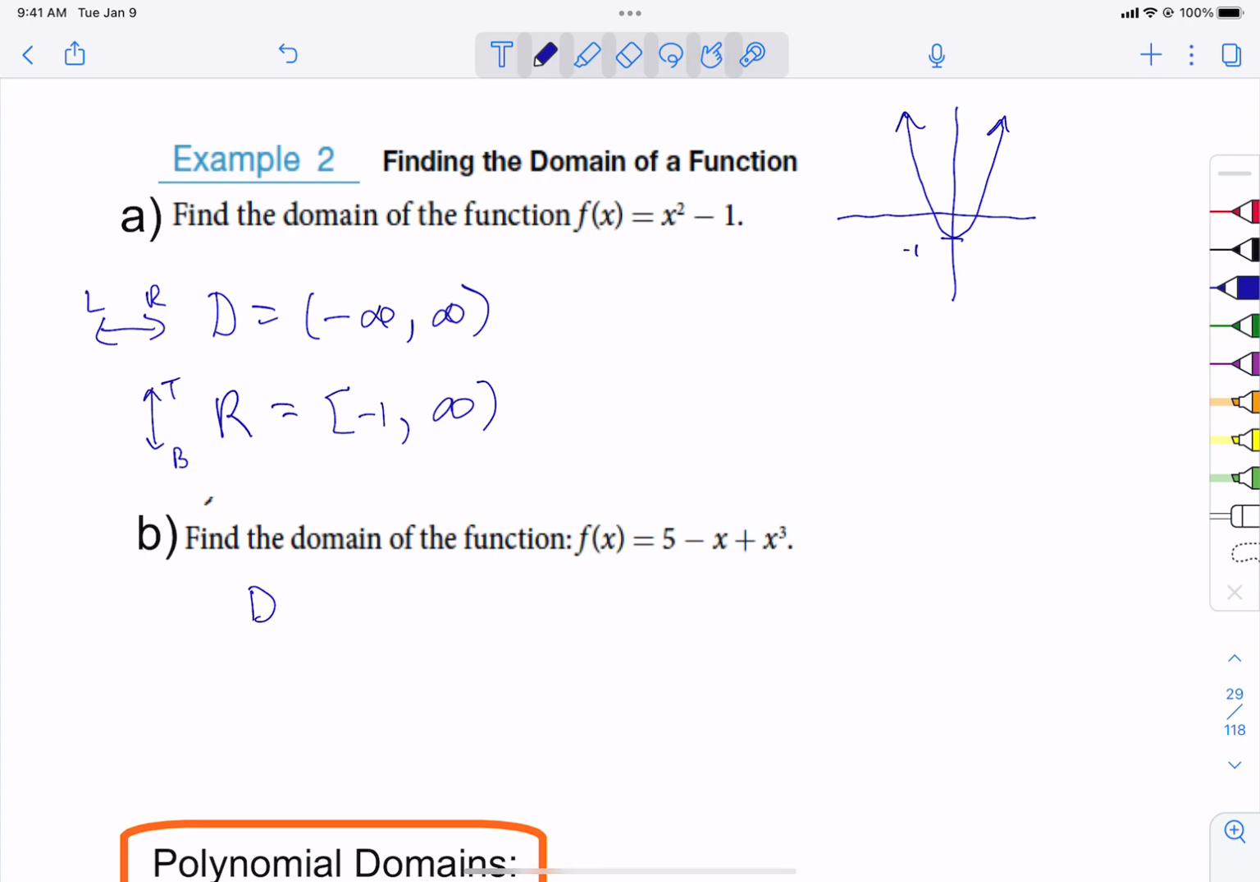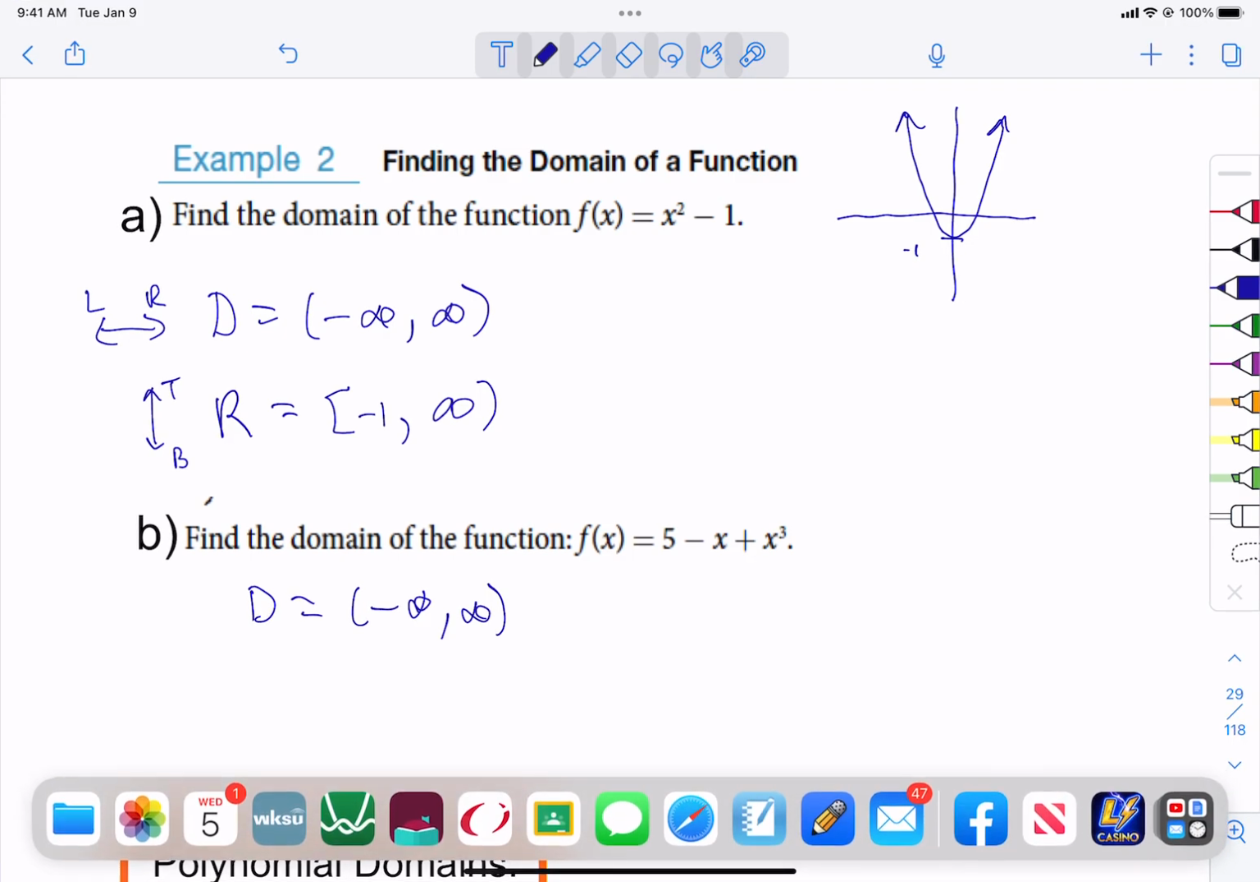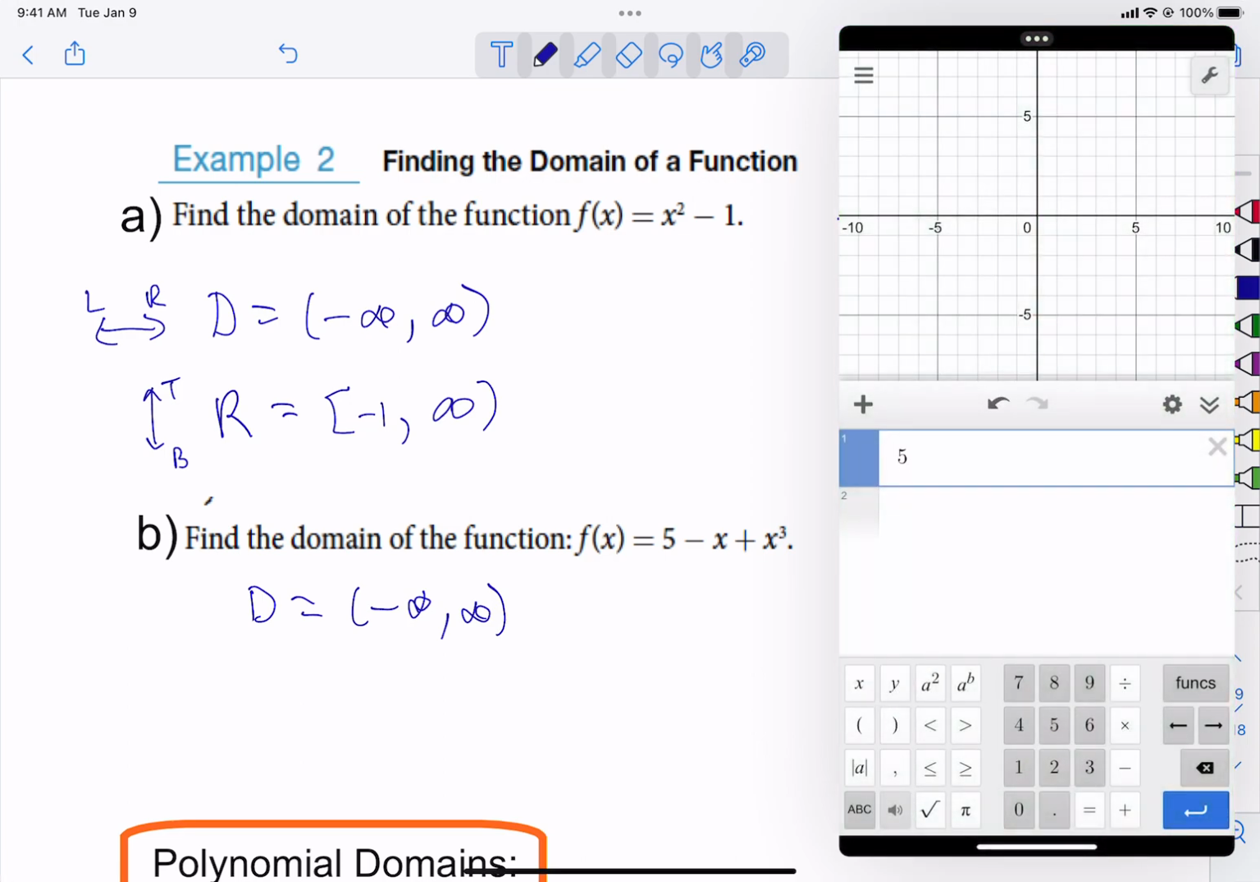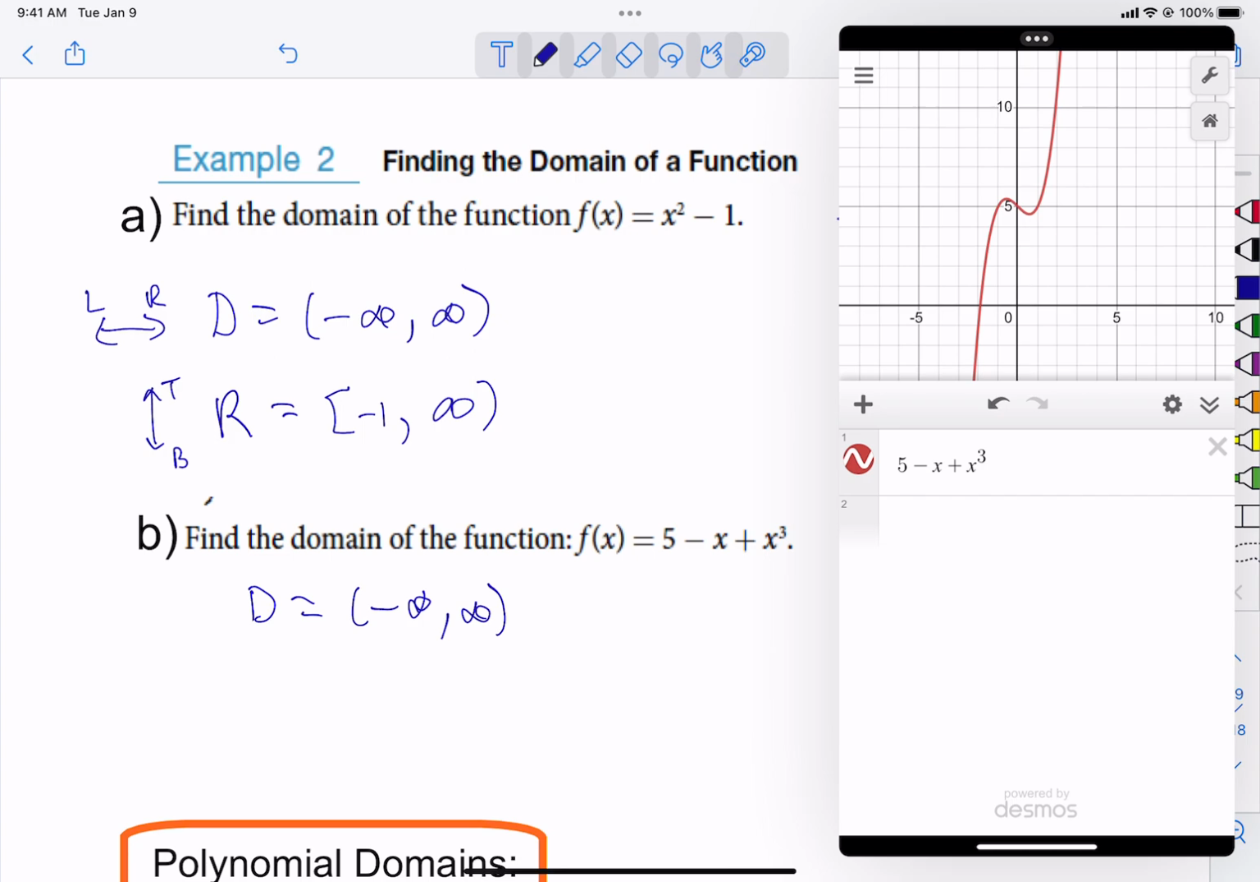Again, there is nothing that messes this up. I can plug in whatever the heck I want. This time, I know approximately what the graph looks like, but in my head I don't. Let's actually go ahead and put it into Desmos. So if you type in 5 minus x plus x cubed, this is what our function looks like. I'm going to draw a little depiction of it here. It looks something like that.